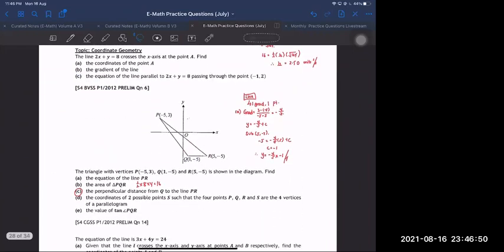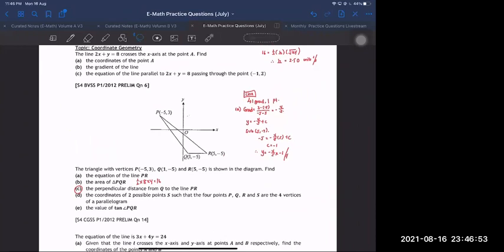Okay, but for part D, the question is asking you for the two possible locations of S such that the 4 points PQRS are on the 4 vertices of a parallelogram. What is the definition of a parallelogram? A parallelogram means that the opposite lengths are equal.